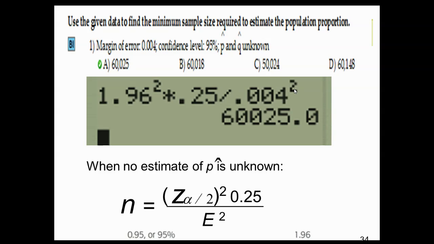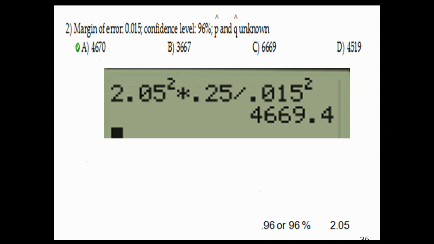All right, so your calculator is very adept at doing this. Notice I don't need any parentheses. The calculator knows order of operations. It's going to square first and do the multiplication and do the division. Make sure you're squaring your z-score and you're squaring your error here. All right, the answer came out to be 60,025, a remainder of 0, so there's no need of rounding up. Pretty obvious what the answer was.